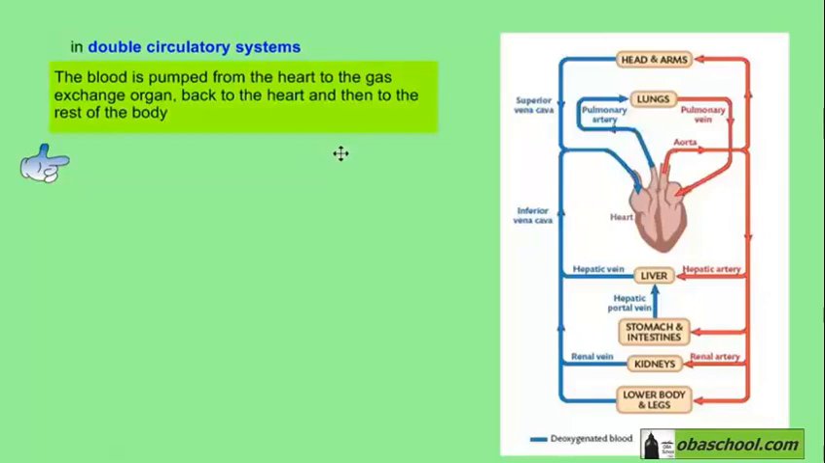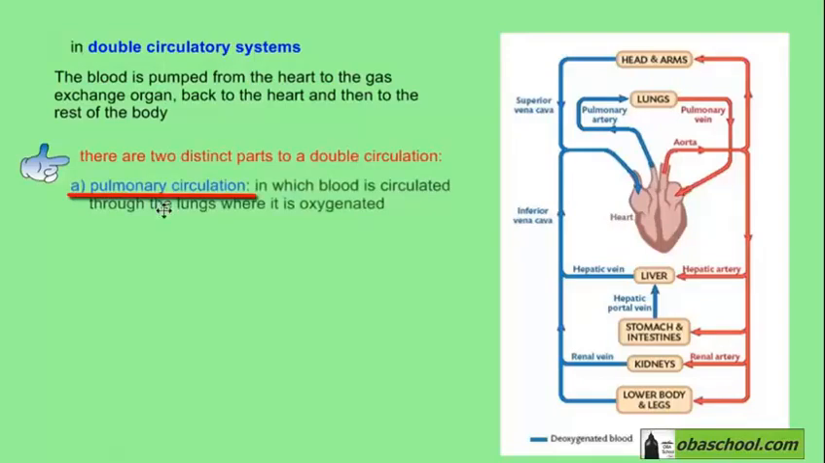So you can see why we call it a double circulatory system. We have two types of circulation, one circulation between the heart and the lungs, and one circulation between the heart and the body. So, two distinct parts. The first one is called the pulmonary circulation.